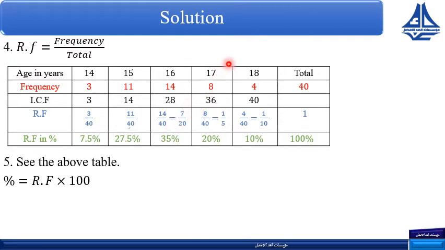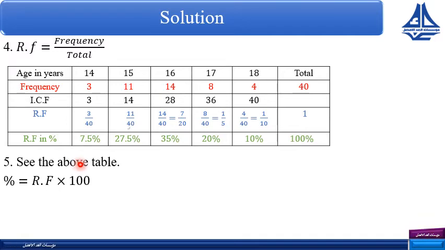Relative frequency of 17 is 8 over 40. After simplification, it's 1 over 5. Relative frequency of 18 is 4 over 40. After simplification, it's 1 over 10. The total RF is always 1.